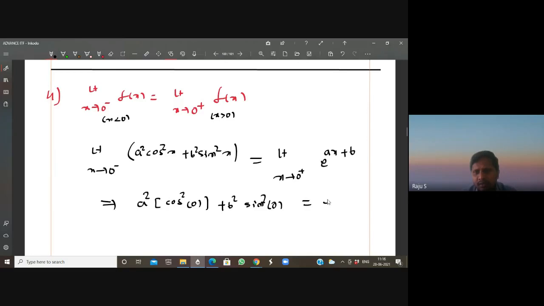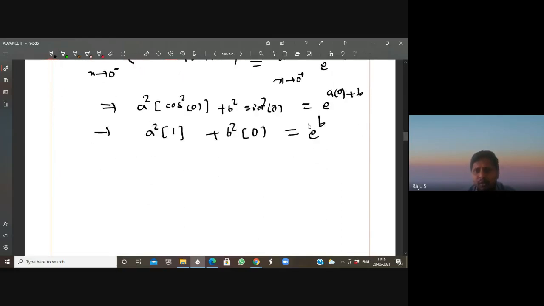This is equal to e to the power of a into 0 plus b. See here, cos 0 is 1, cos square is also 1, so a square into 1, and b square into sin 0, which is 0. So this is equal to e to the power of 0 plus b, which implies a square is equal to e to the power of b.